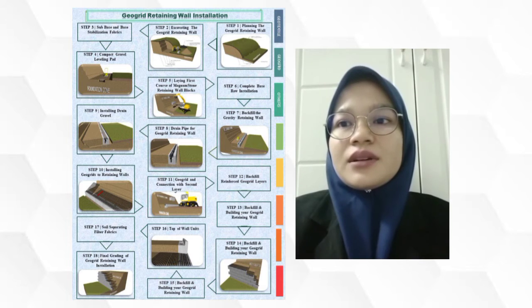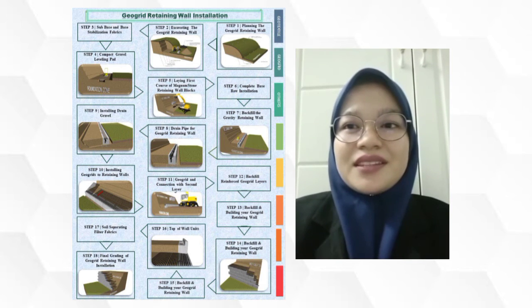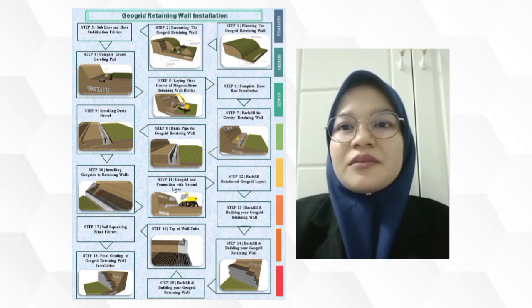The clear crushed drain gravel and backfill material will be placed flush to the top of the lower back panel. There are times when more than 8 inches of topsoil may be required. Step 17. Soil separating filter fabric.